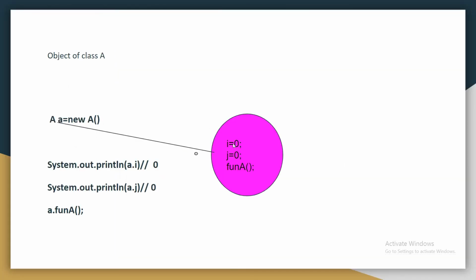We cannot directly access these members. We have to create an instance of this class, and now by reference we can call these members. Here you can also see a dot i, a dot j, and a dot function a.